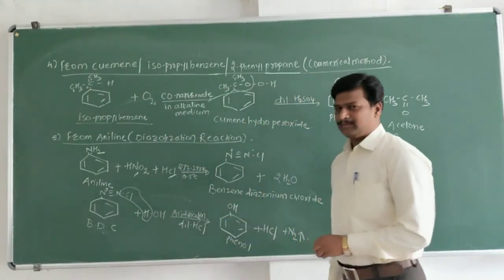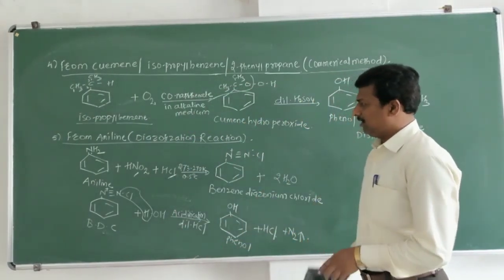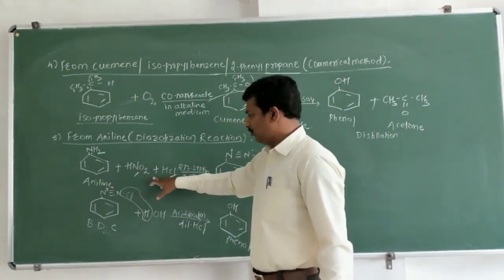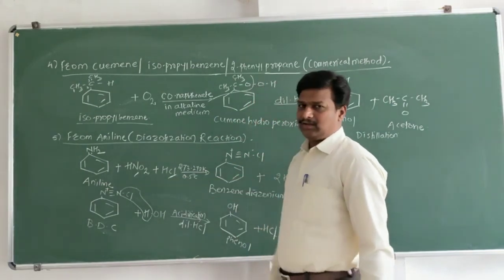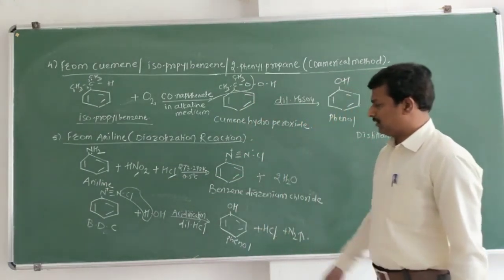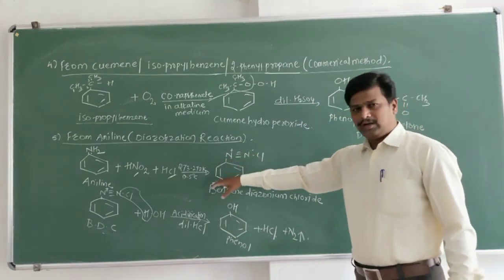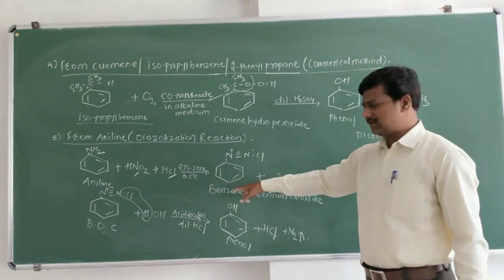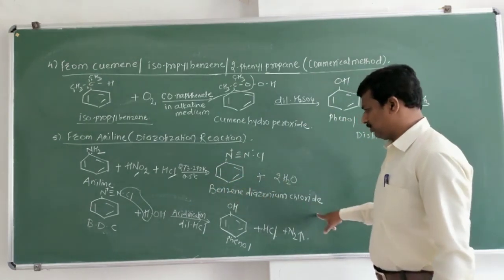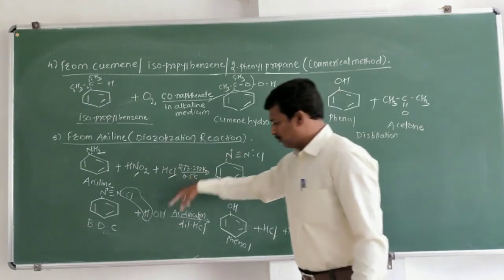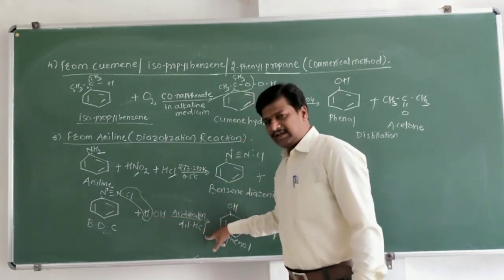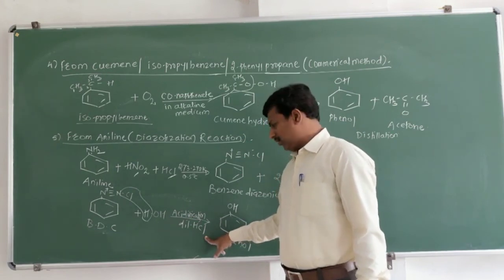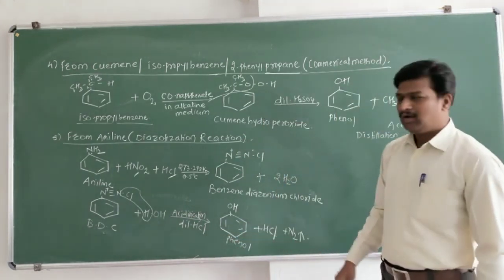The reaction is important, and how the reaction takes place: when aniline reacts with nitrous acid, HNO2, and HCl, the reaction is carried out at 273 to 278 Kelvin, which means 0 to 5 degrees Celsius, to form benzene diazonium chloride. And this benzene diazonium chloride on acid hydrolysis, which means it reacts with water in the presence of HCl or acid, forms phenol.